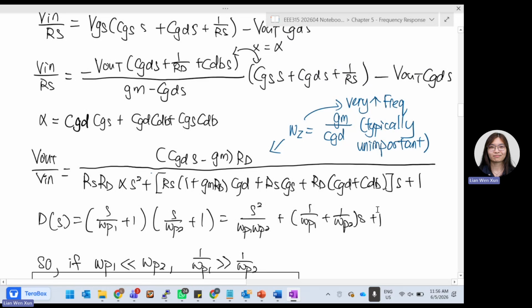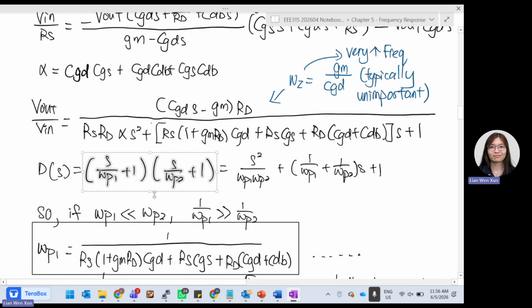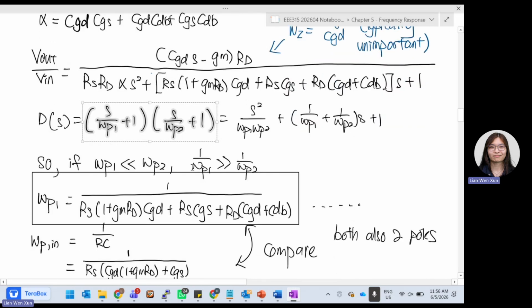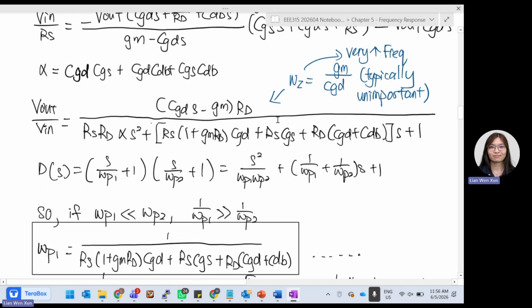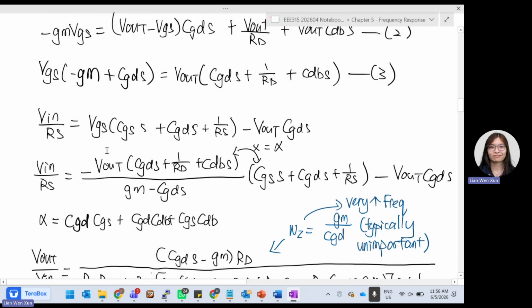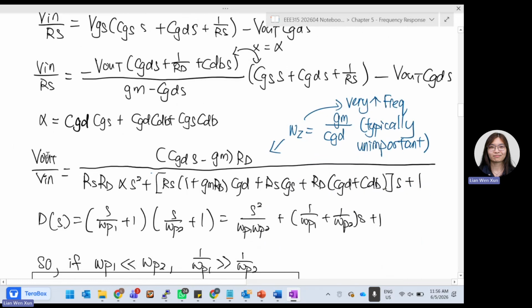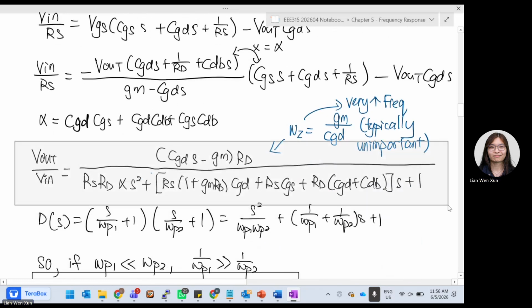So this pattern basically looks like this directly. It's s over omega P1 plus 1, s over omega P2 plus 1. So in conclusion, if we just assume one pole is quite far from the other one, and we go through the maths, it ends up with this equation.